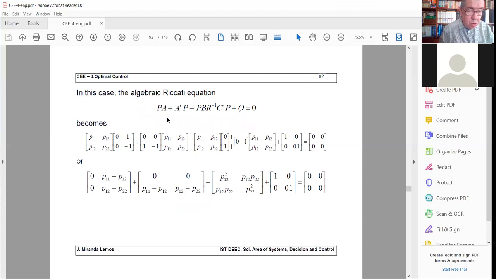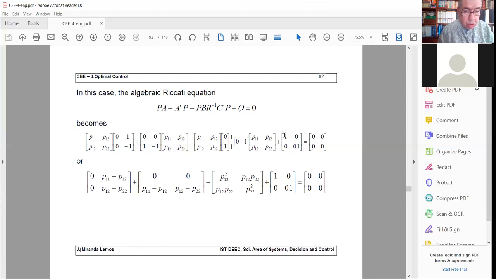Then write now the algebraic Riccati equation. So this is a general case. P is symmetric, so P21 is equal to P12, so you save almost half of the unknowns. Assume general values for P. This is PA plus A transposed P minus P B. Then R is 1, so the inverse of R is just 1. Sorry, this is not C transposed, it's B transposed. There is a typo there. B transposed P plus Q, and this is equal to a matrix of zeros.